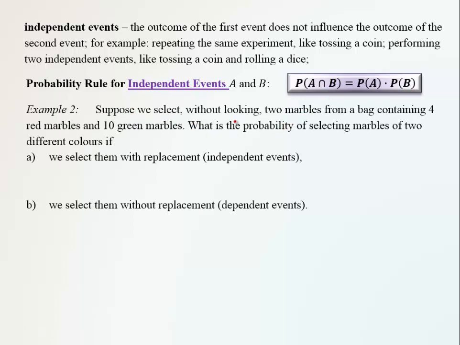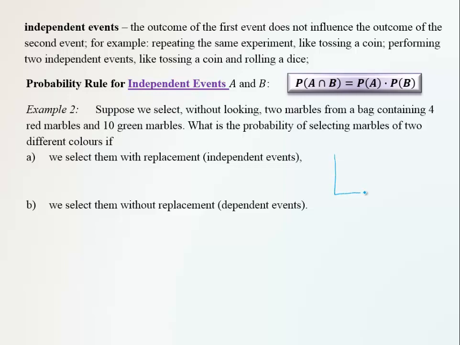Suppose we select, without looking, 2 marbles from a bag containing 4 red marbles and 10 green marbles. What is the probability of selecting marbles of 2 different colors if we select them with replacement? So imagine we have a bucket of marbles. We pick one, but after recording the outcome, we put this marble back to the bucket and then pick a marble from the bucket again. So the bucket is prepared exactly the same way as before the first picking. Therefore, such two events are really independent.